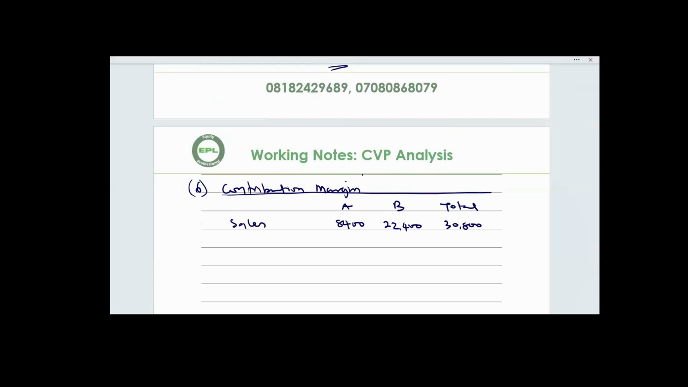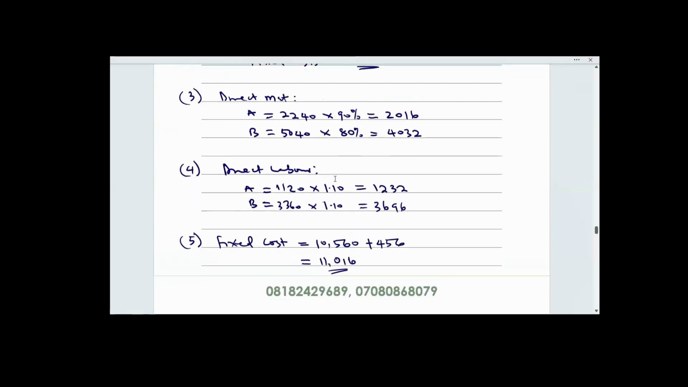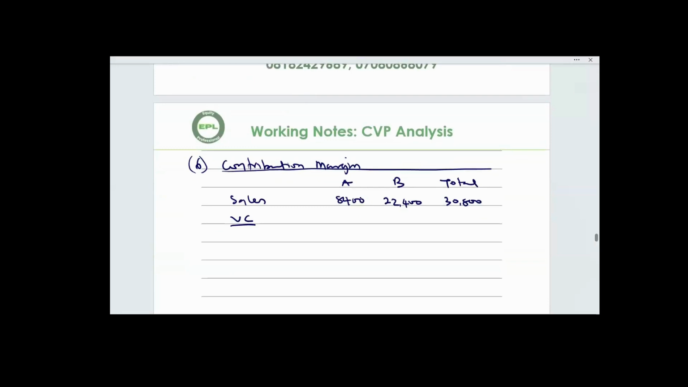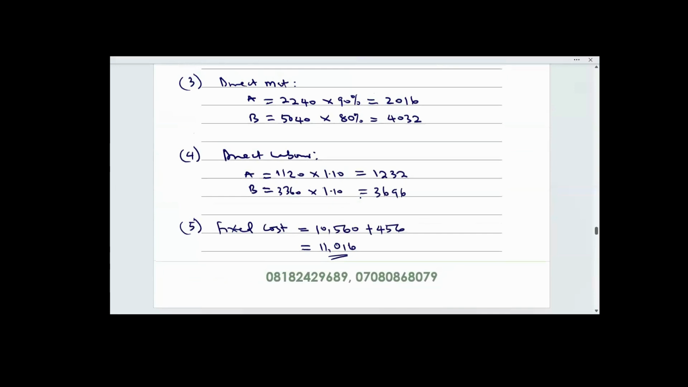Then we don't have the revised variable cost. Under the variable cost, our direct material has changed. Direct material for A is 2016. For B is 4032. When you add it up, 6048.